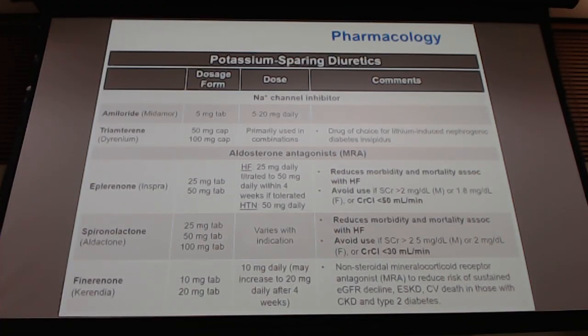So we have sodium channel blockers, amiloride and triamterene. So triamterene is the drug of choice for lithium-induced nephrogenic diabetes insipidus. For the MRAs, we have eplerenone, which reduces mortality and morbidity associated with heart failure. Avoid use if they have poor renal function, so serum creatinine greater than 2 or 1.8, or a creatinine clearance less than 50. And this is the same thing with spironolactone. So those two drugs, check their renal function before prescribing it.